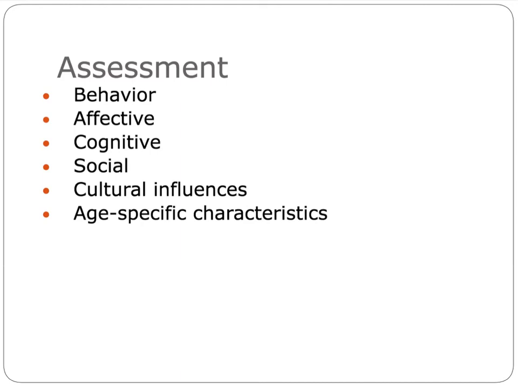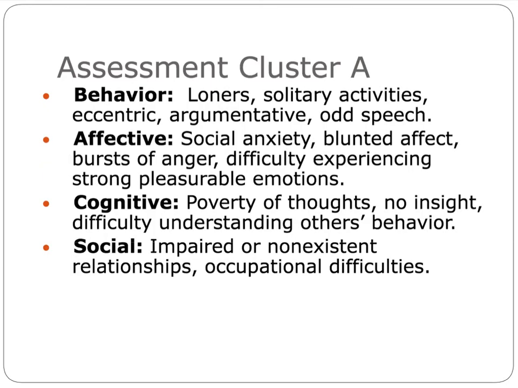On the assessment, we're going to look over these points here: their behavior, their affect, their cognitive abilities, their social abilities, any influences that come from a certain culture, and any age-specific characteristics, and even developmental delays or developmental milestones that they haven't reached. So looking at cluster A for behavior, as you see here, I have it all listed out here for you. They're loners, they're solitary activities, they're very eccentric, argumentative, and they have an odd speech. Their affect, and so forth.